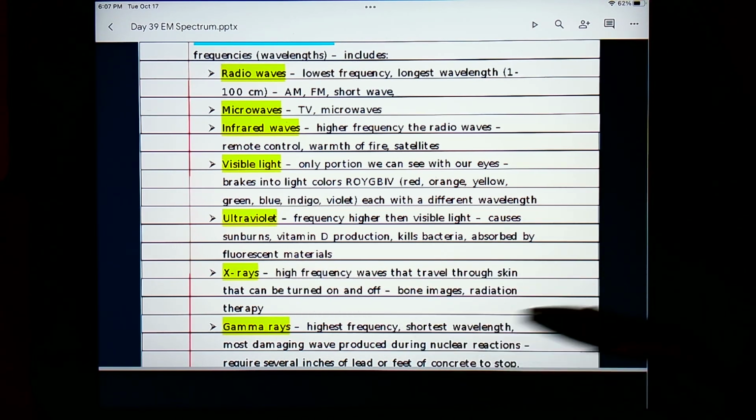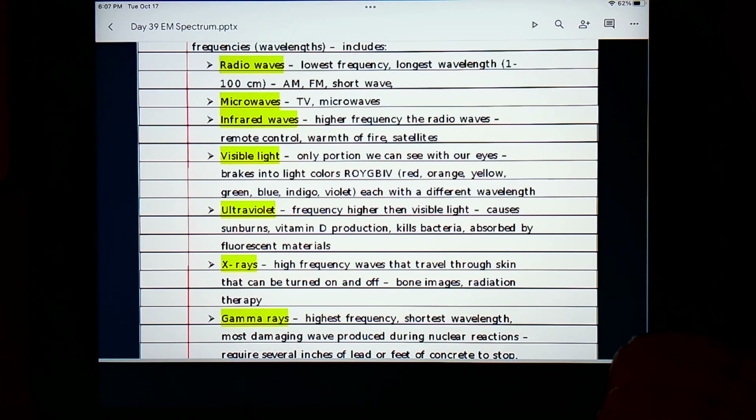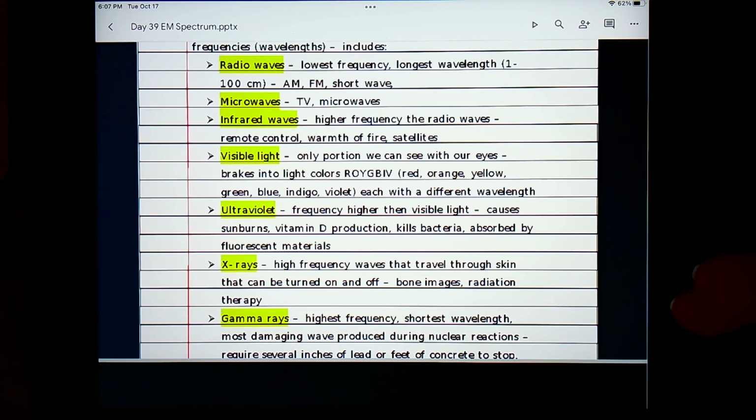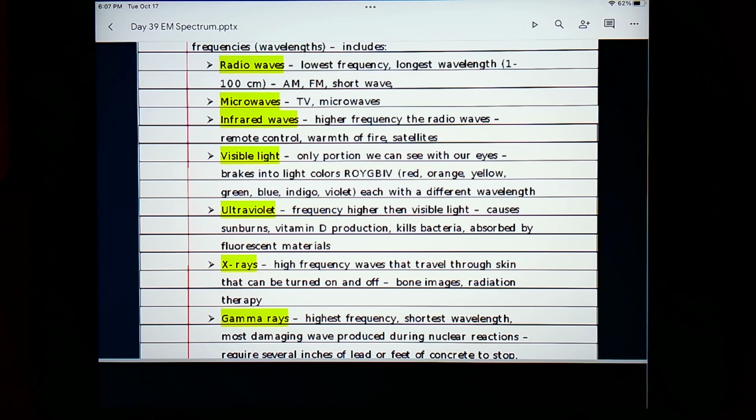Our next one is ultraviolet. You've probably heard of ultraviolet rays for a long time. Ultraviolet rays come from the sun, so you should know that they cause sunburns. They also help your body by producing vitamin D. They can kill bacteria, and they are absorbed by fluorescent materials, which means bright colored materials. That is ultraviolet. And again, this one has a higher frequency than visible light, which means it has a shorter wavelength.